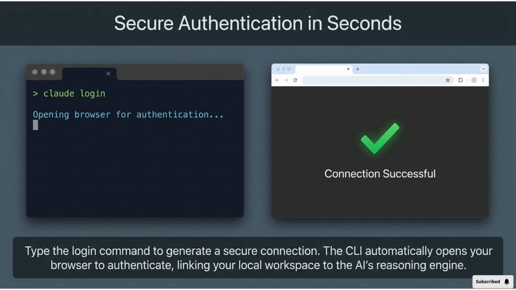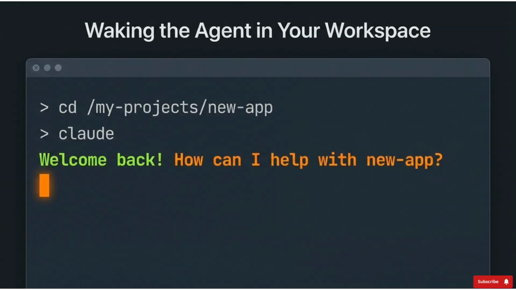To authenticate securely, type claude login. This command automatically opens your browser for authentication, securely linking your local workspace to the AI's reasoning engine. Navigate to your project directory. Then, type claude to wake the agent. It will greet you and confirm it is ready to assist with your project.